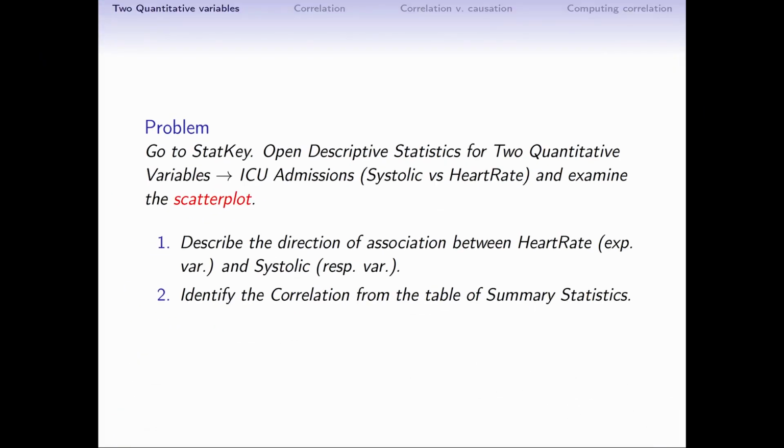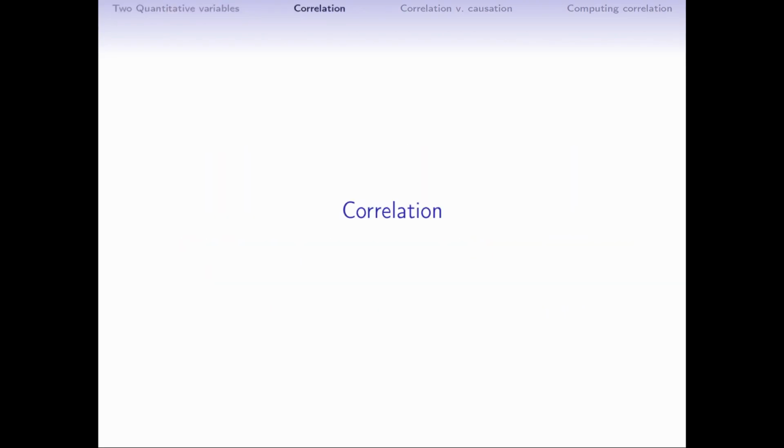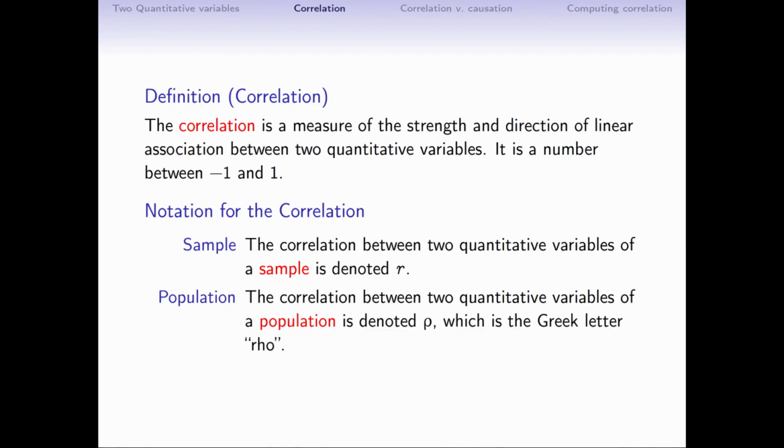So that concludes a couple of problems here, just kind of getting us used to looking at scatter plots, looking at directions of associations, and identifying the correlation from the table of summary statistics. Our next task is to dig in a little deeper on the concept of correlation and get more comfortable with that. So let's look at the definition of correlation.